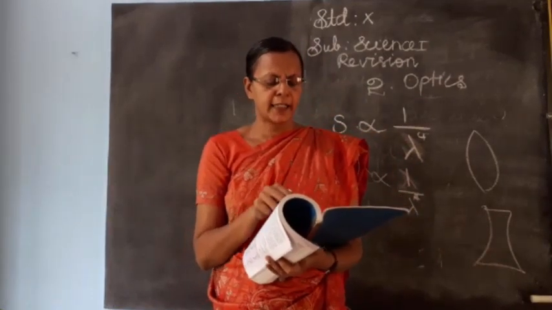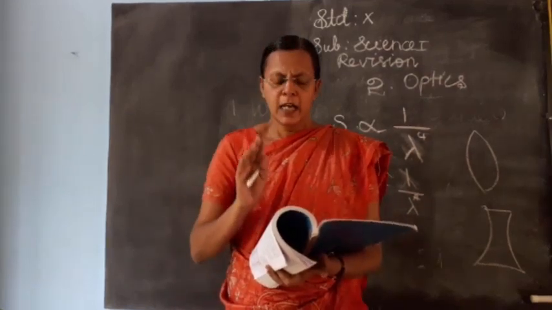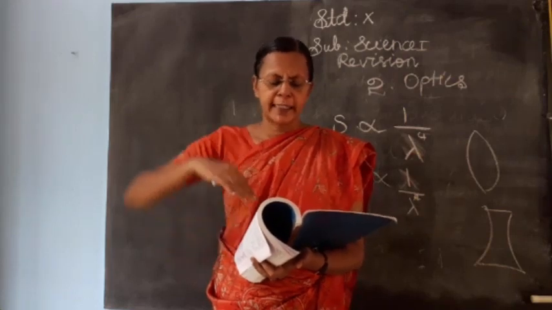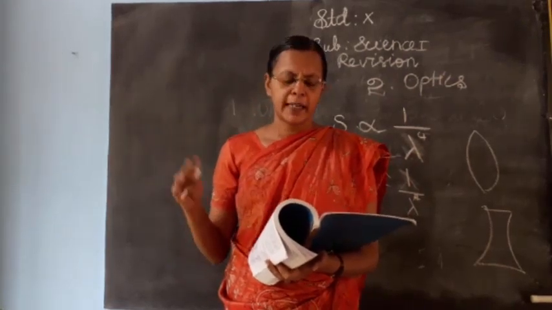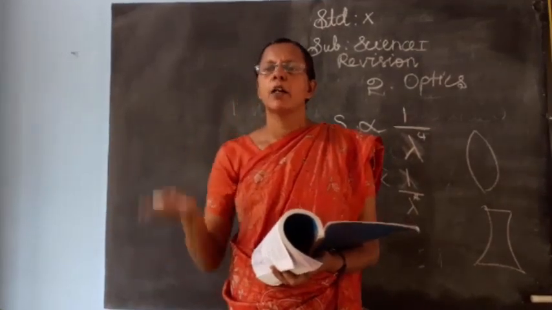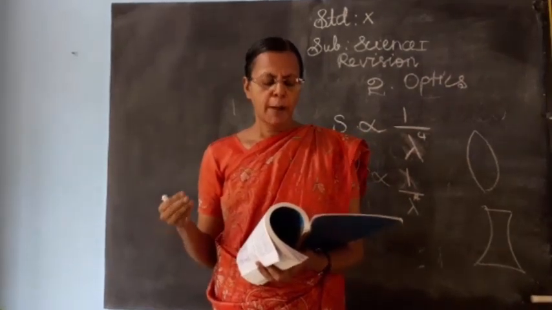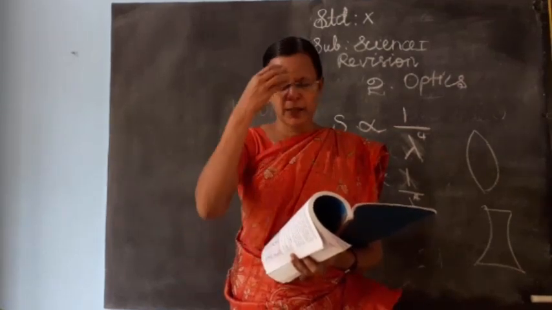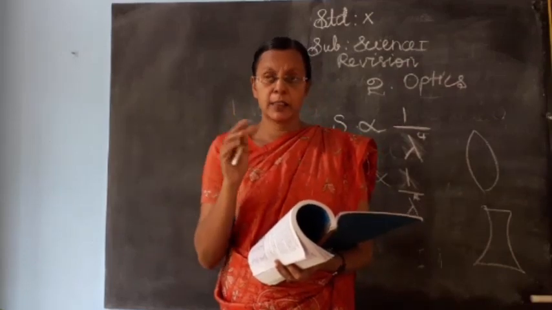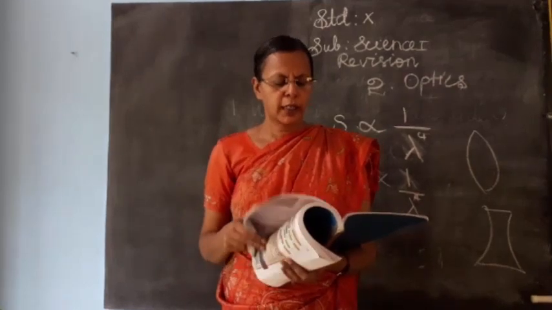After this Rayleigh scattering law, the first paragraph you see: when sunlight passes through the atmosphere, the blue color, which has a shorter wavelength, is scattered to a greater extent than the red color. Red color has a longer wavelength, blue color has a shorter wavelength. This scattering causes the sky to appear blue in color. Okay, because of this scattering property only, the sky is appearing blue in color. So that paragraph you have to know thoroughly.